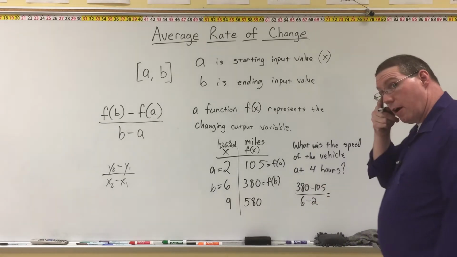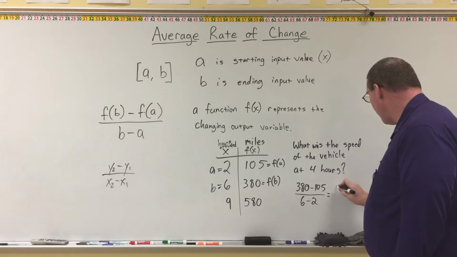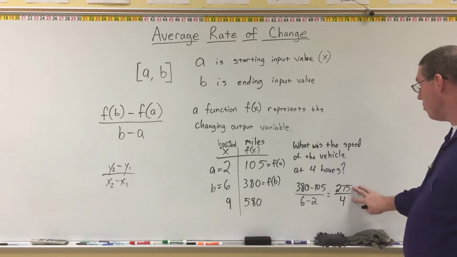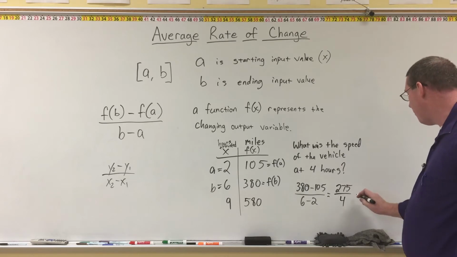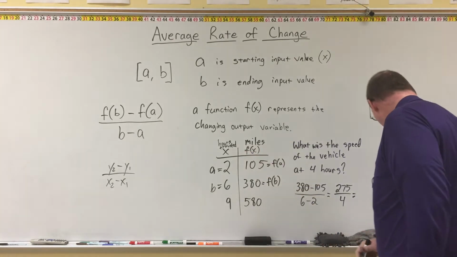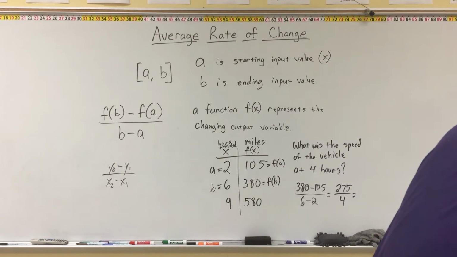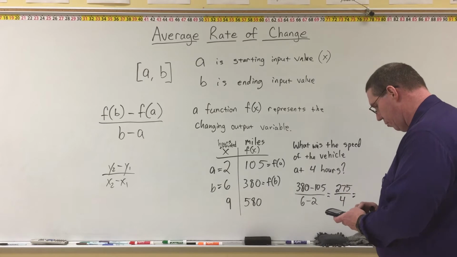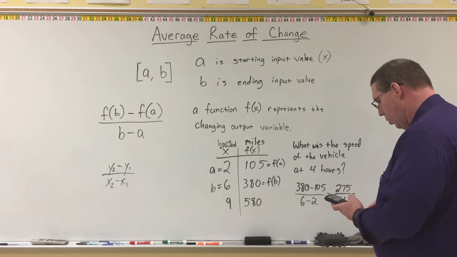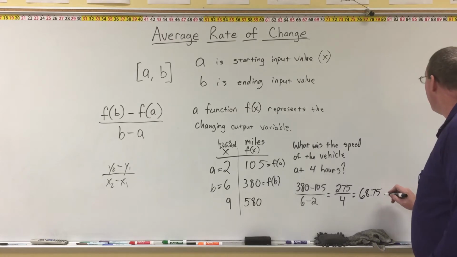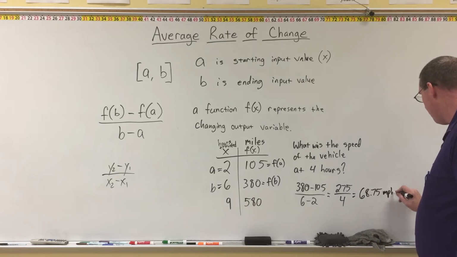So 380 minus 105, that's 275. Over 6 minus 2 is 4. And this can't be reduced, so we can just say 275 over 4 miles per hour, or we can grab a calculator and, if we want a decimal answer, which in many cases we will, we'll do 275 divided by 4, which is 68.75 miles per hour, mph.